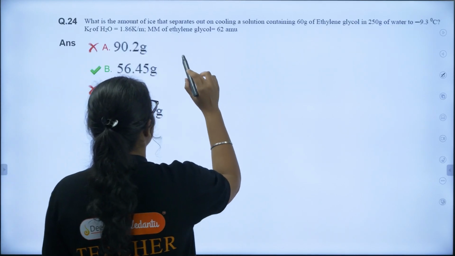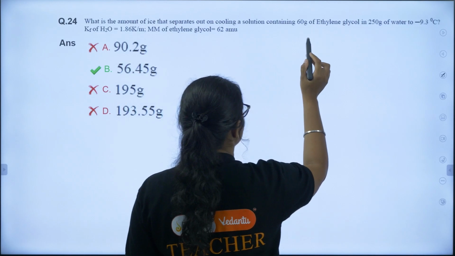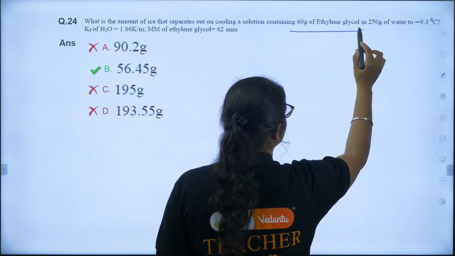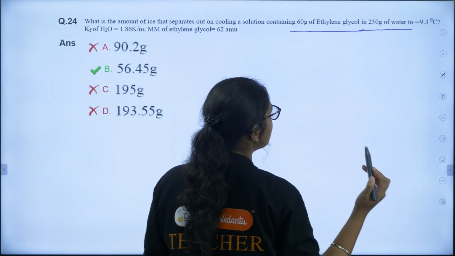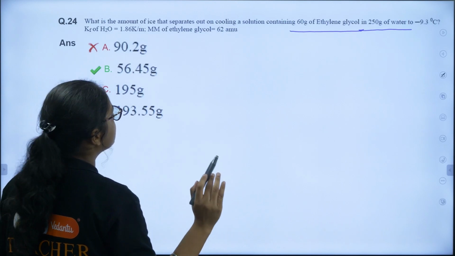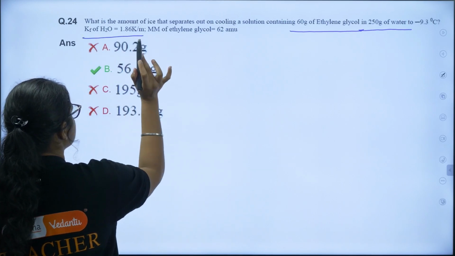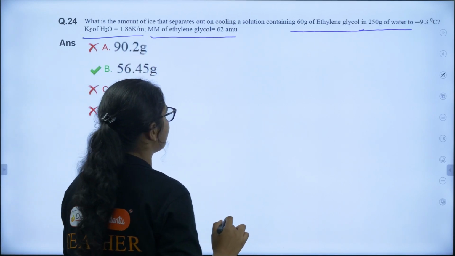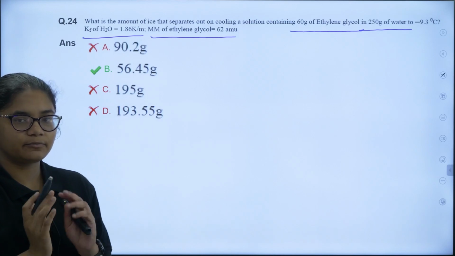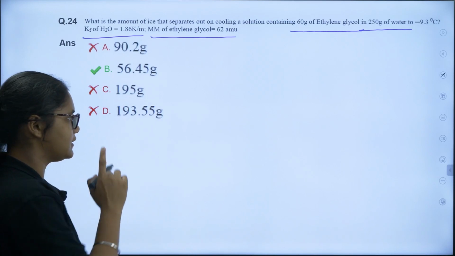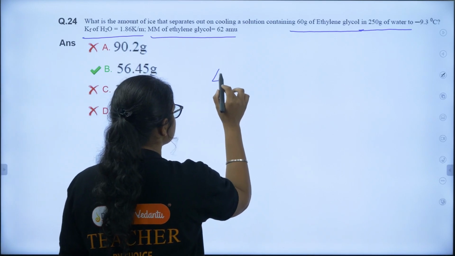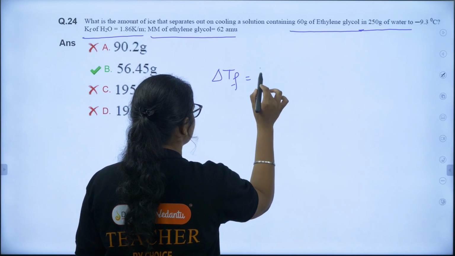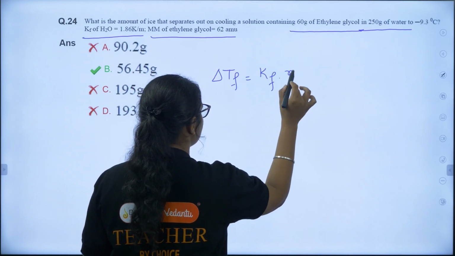What is the amount of ice that separates out on cooling a solution containing 60 gram of ethylene glycol in 250 gram of water to -9.3 degrees Celsius? Kf of water is given, molecular mass of ethylene glycol is given. So the question is again from your solutions chapter, the delta Tf freezing point formula. So delta Tf is equal to Kf into m, we know, right?